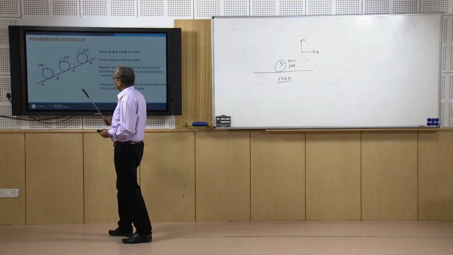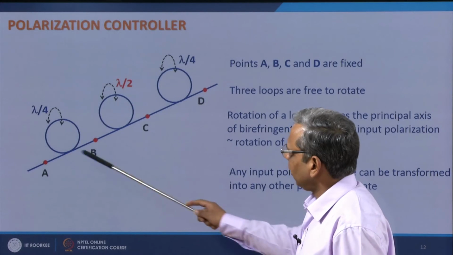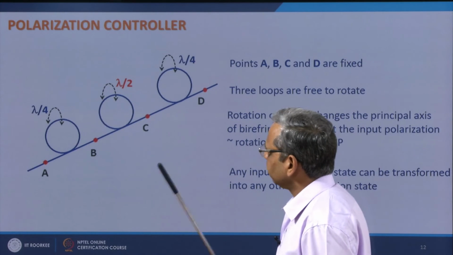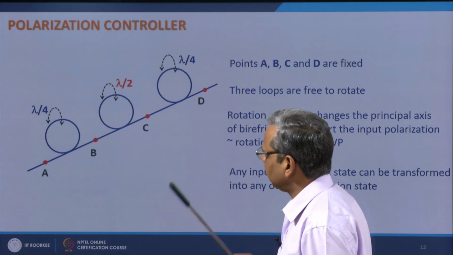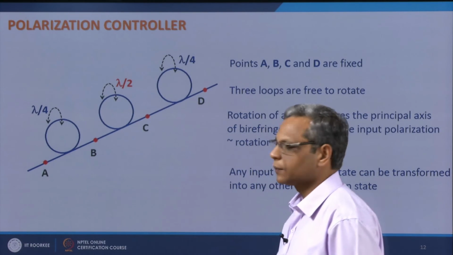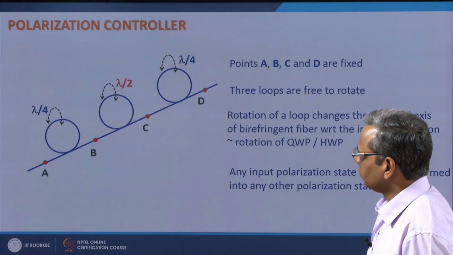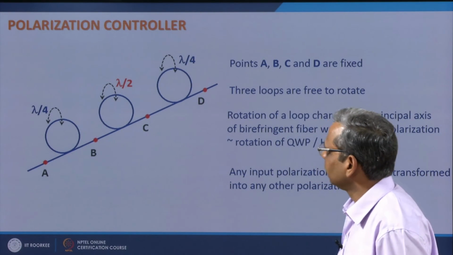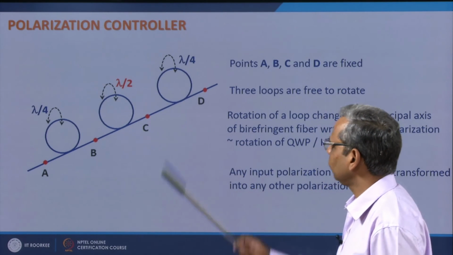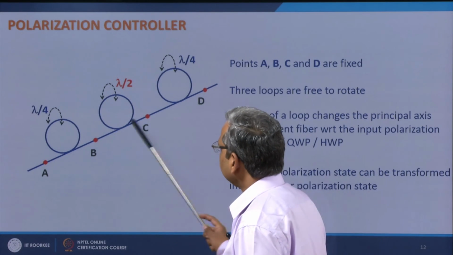How? Well, I take a fiber and make loops like this. Let us say the radii of the loops are such that this loop introduces a path difference of lambda by 4. So, this is the quarter wave plate, this is equivalent to half wave plate, and this is again quarter wave plate. Now, let me fix these points A, B, C and D.